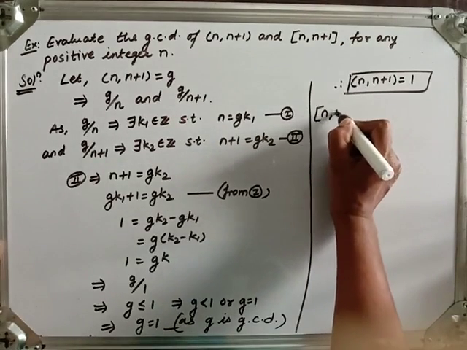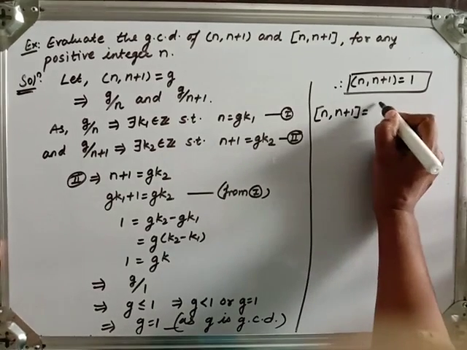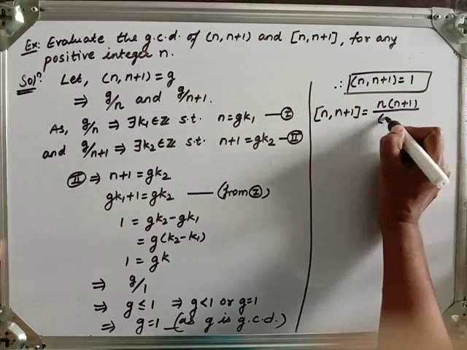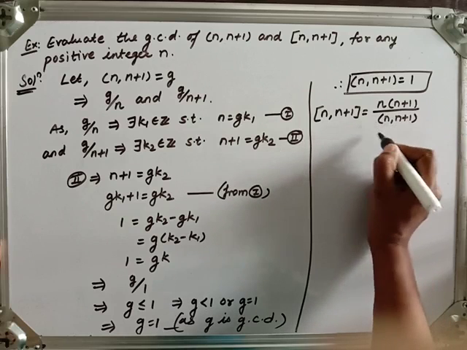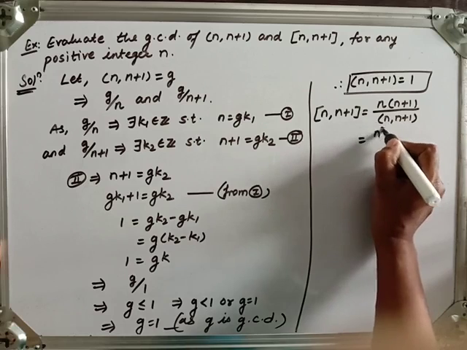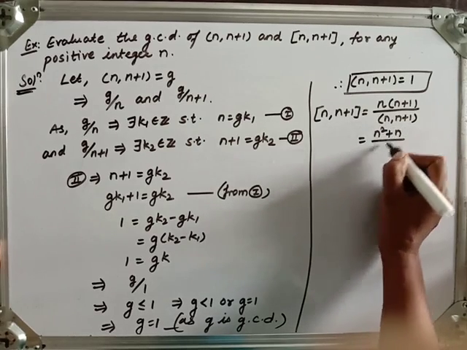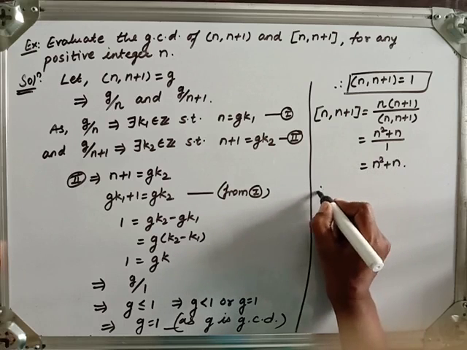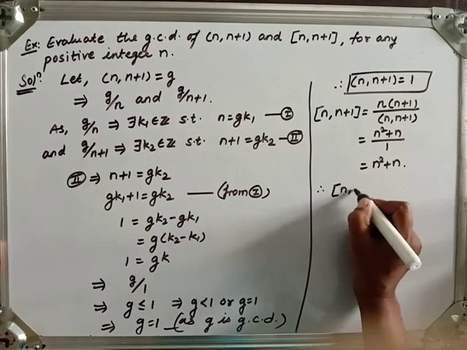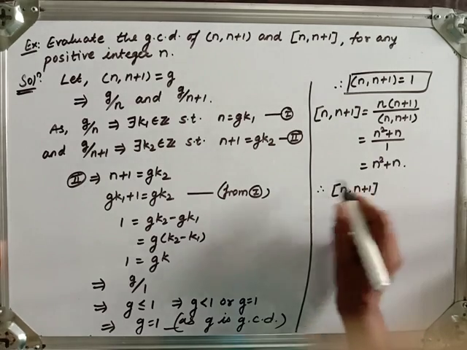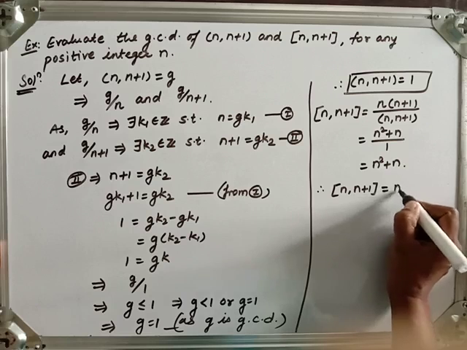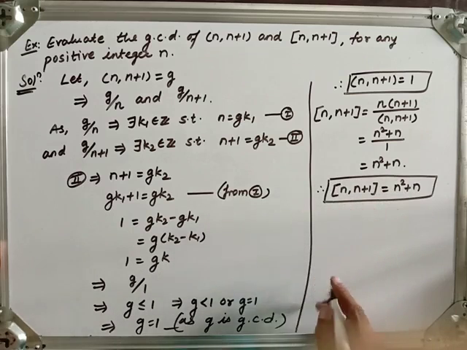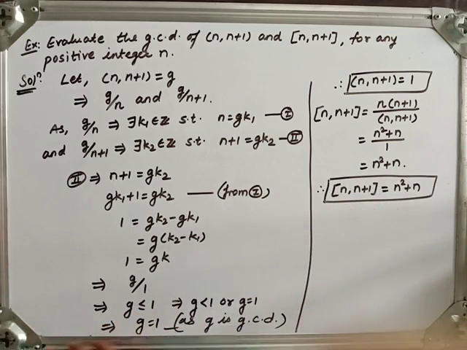So to determine LCM, there is a relation between them. What is that relation? The product of these integers upon their GCD. That is the result for LCM. So product of them is n square plus n. And what is GCD here? 1. So the LCM is n square plus n. Therefore, the LCM for two consecutive integers for any integer n is n square plus n. Fine. This is the solution of this example.